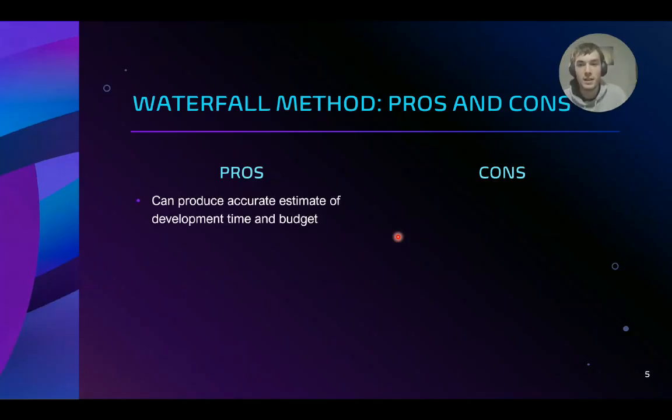The first pro is that it can produce an accurate estimate of development time and budget because everything is separated out into these rigid categorizations. It's going to help provide your customer with an estimate of when this project is going to be completed and how much it is going to cost, which can be a pro for communicating with that customer and for knowing for yourself what the project timeline is going to look like.